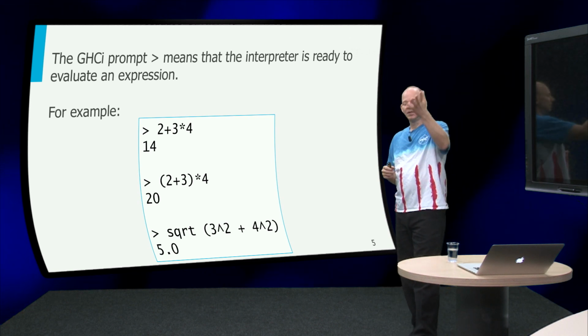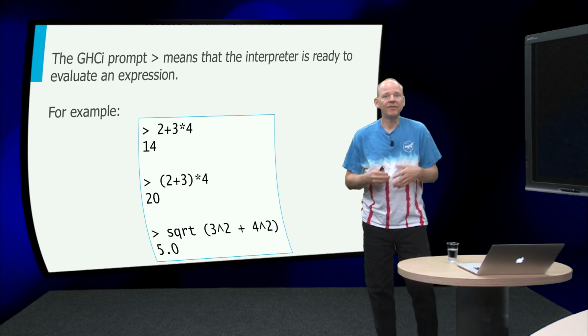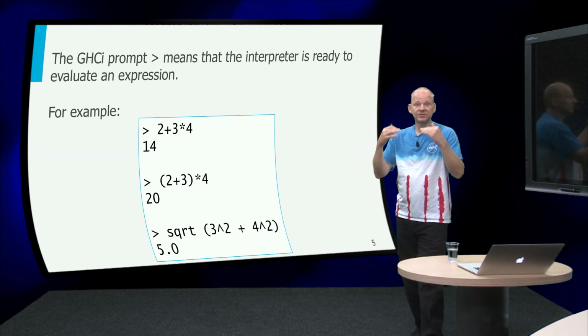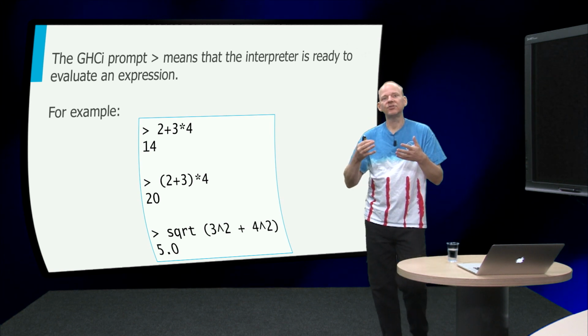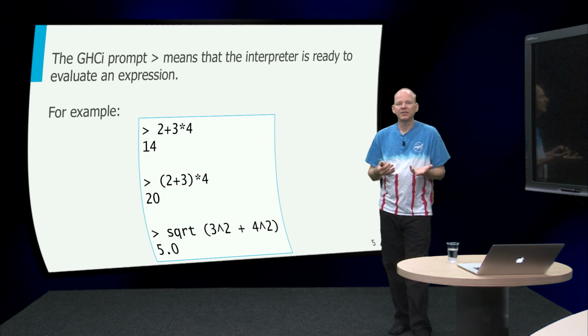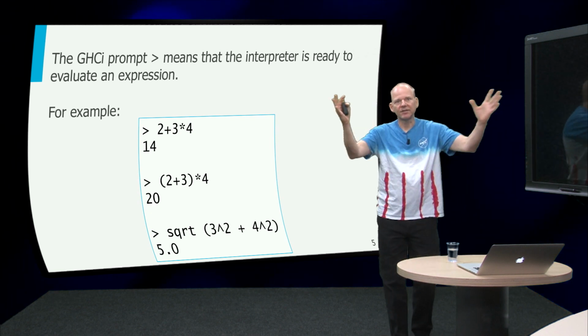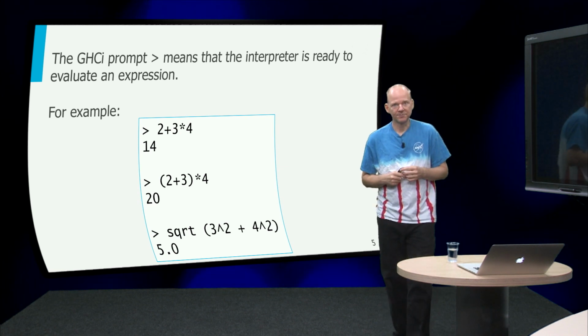For example, we can type in an expression 2 + 3 * 4, and GHCi will then print the result for that. So in this case, we're really using GHCi as kind of a calculator. It's a little bit like a calculator on a command line interface instead of a calculator with buttons.